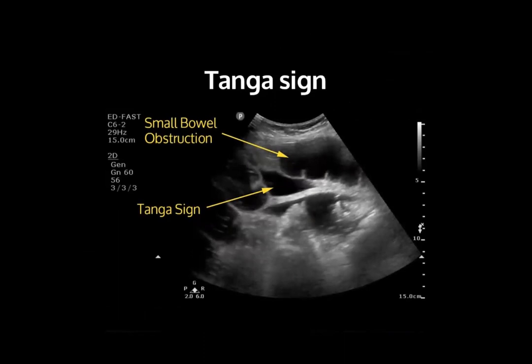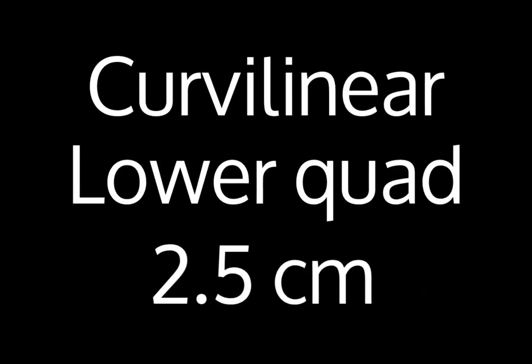To recap, your preferred probe for this kind of examination is going to be a curvilinear probe. You want to look in all 4 quadrants, but I would look in the lateral lower quadrants to start with. That would be kind of your most specific area. And the number that you want to remember is 2.5 centimeters.